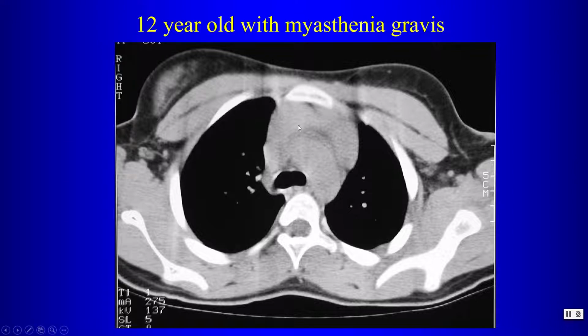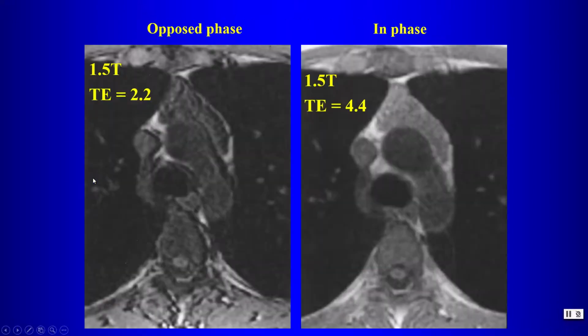Notice the shape of the lesion. It's in the shape of an enlarged thymus. It's kind of boomerang in shape. So this is the picture of diffuse thymic hyperplasia in this 12-year-old.